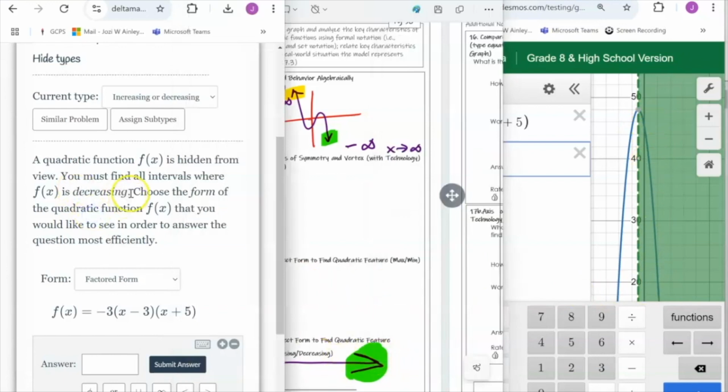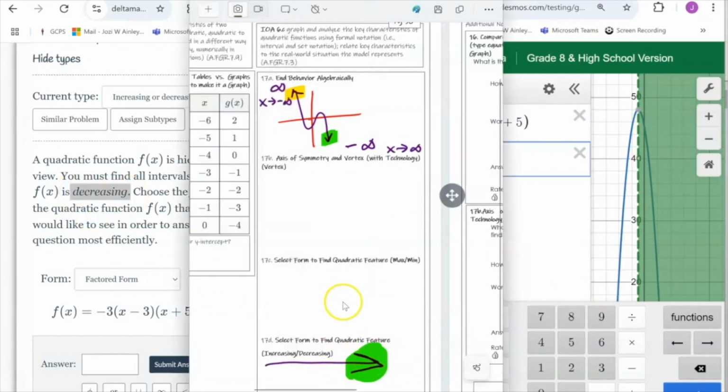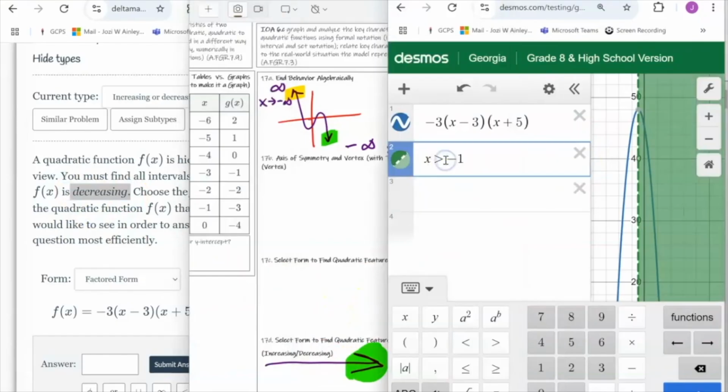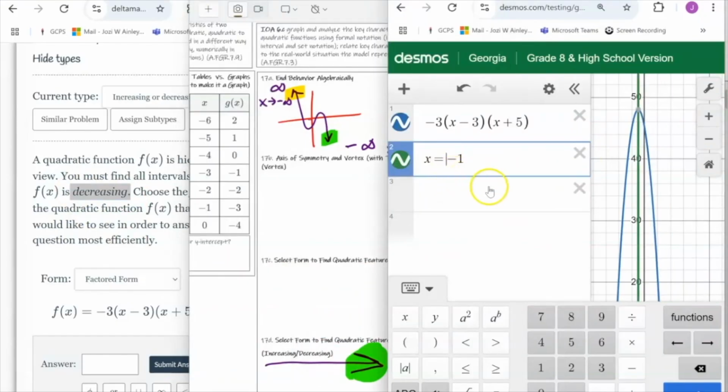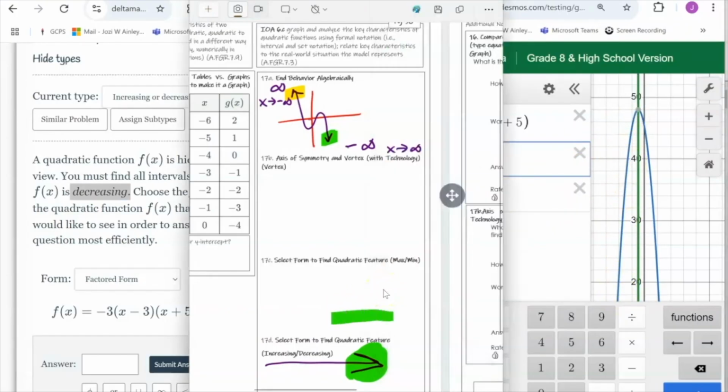Let's say that the question wasn't asking where it's decreasing, but where it's increasing. So where is this increasing? Again, you start with the axis of symmetry. And then you say, where is it increasing? So it's increasing on this side. So I want to say that it's increasing on my left side.